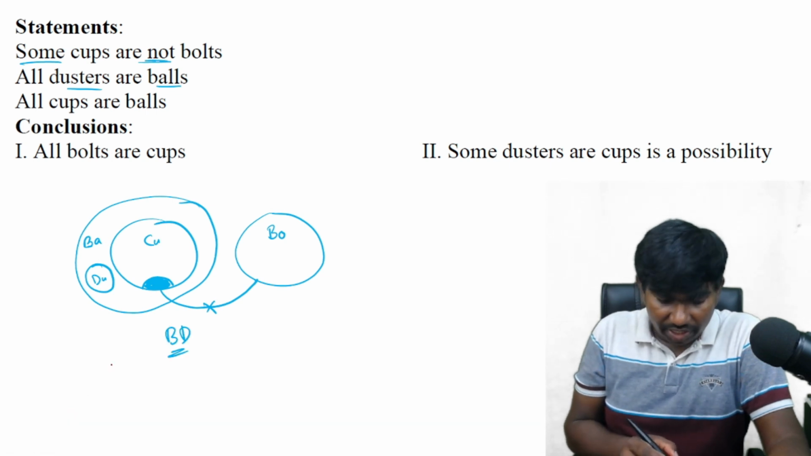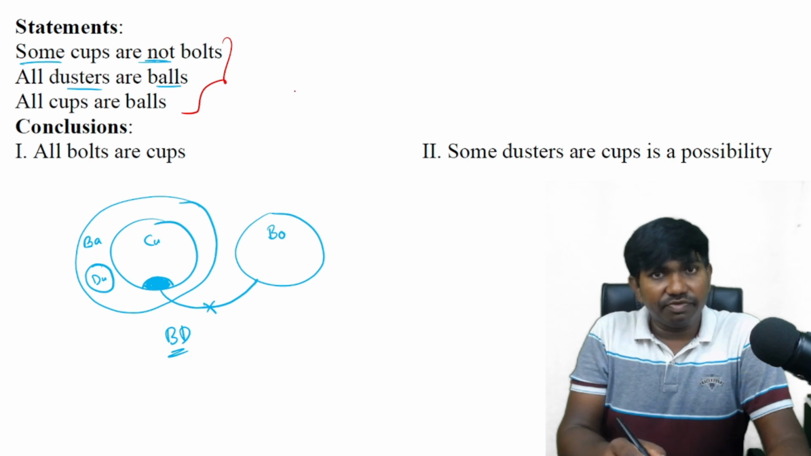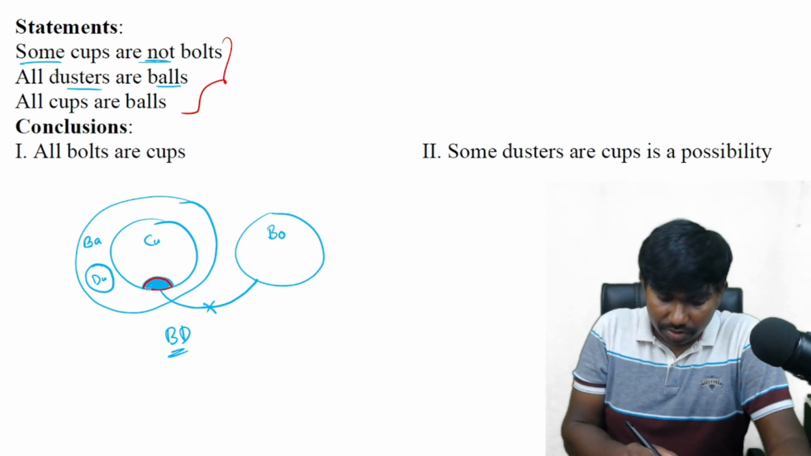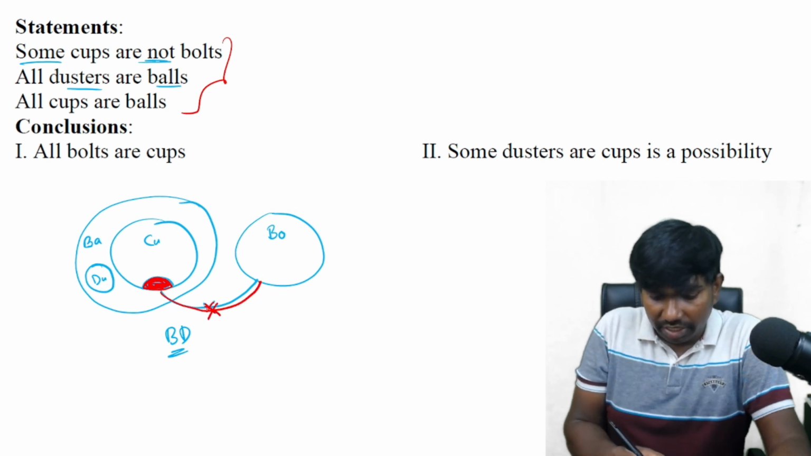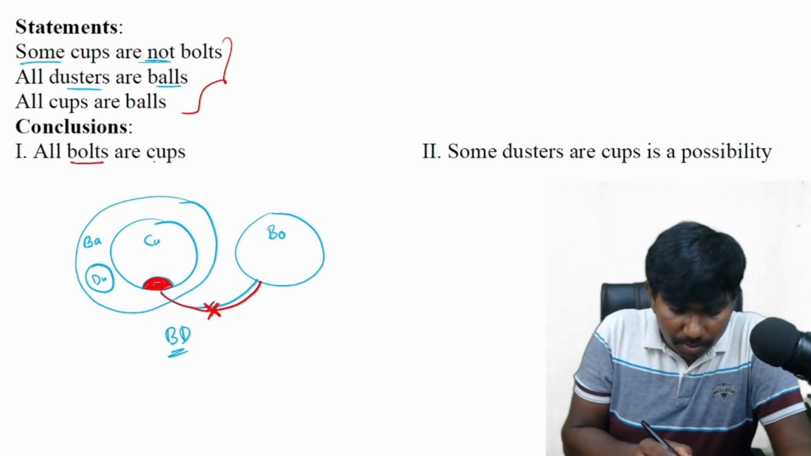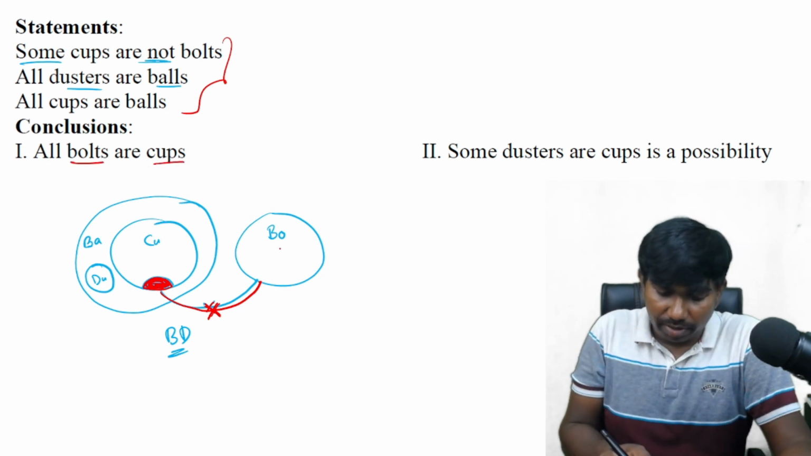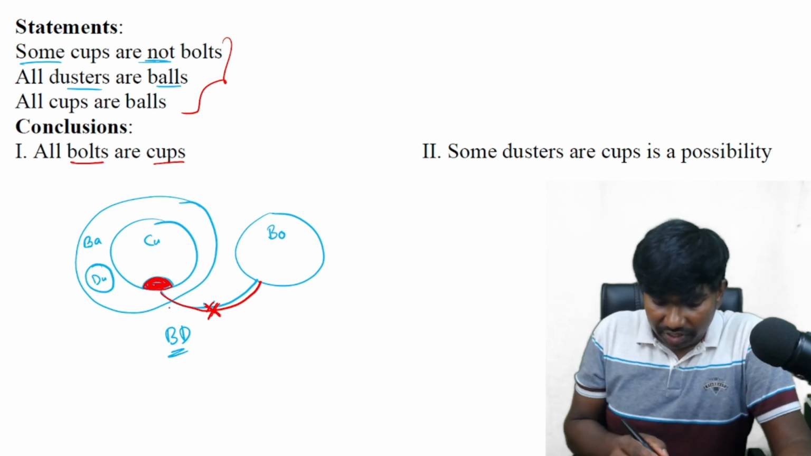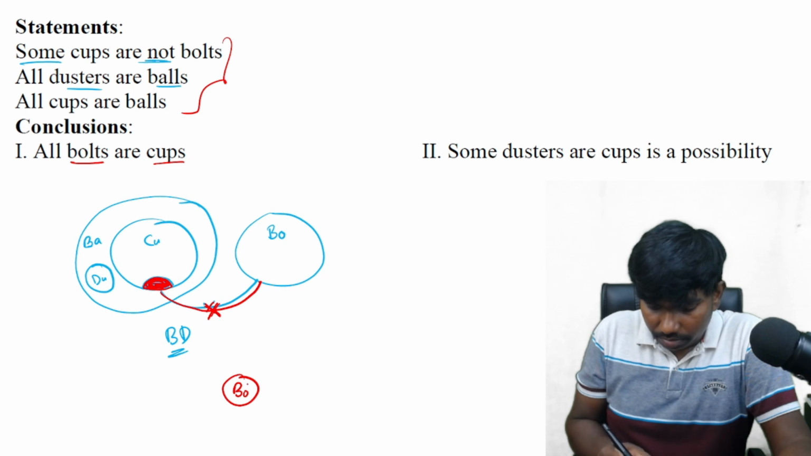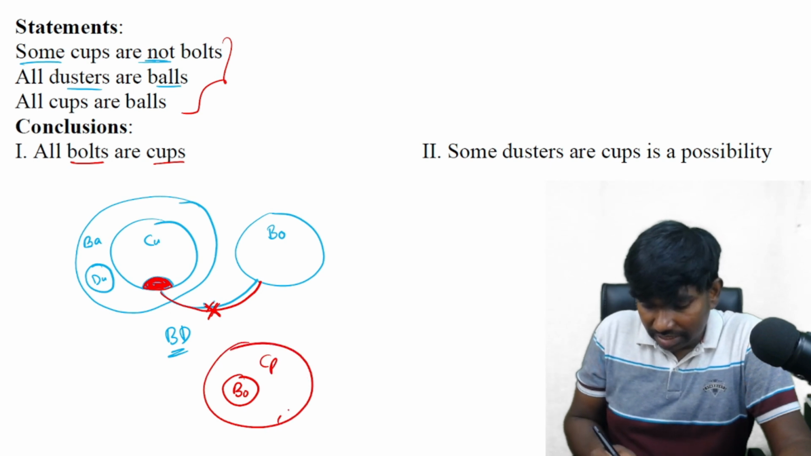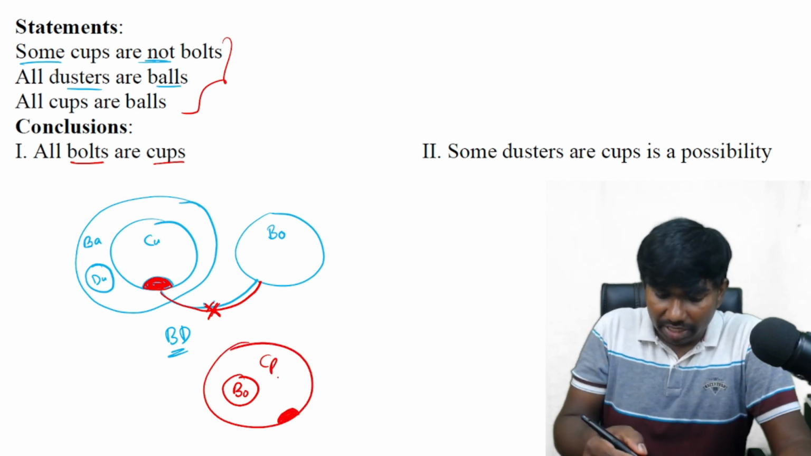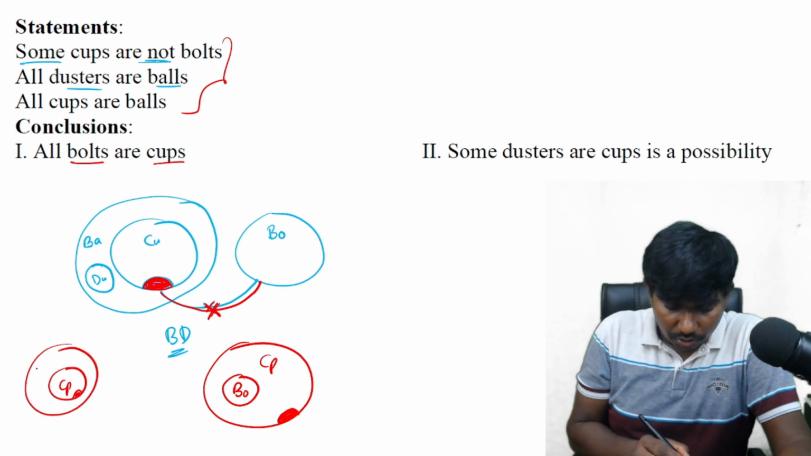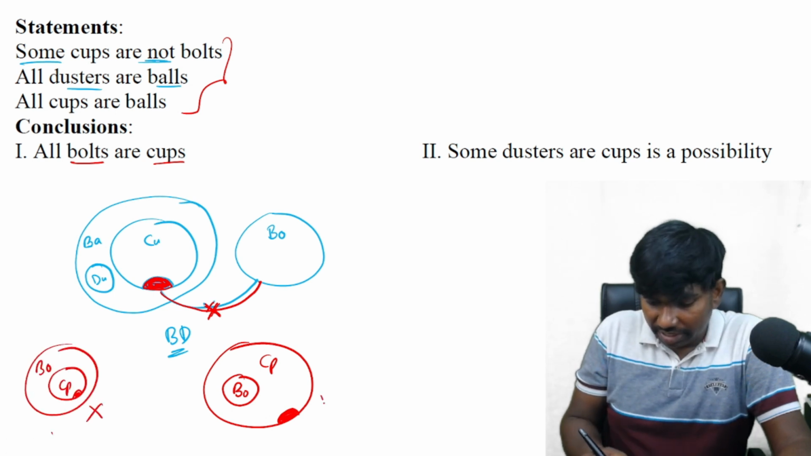Tell me first of all, when will the statements be disturbed? Statements will be disturbed only when you try to bring this region inside BO. Otherwise, everything is a possibility. Tell me, all bowls are cups is a possibility? Yes, we can keep the complete bowl inside cup because there exists this part. But we cannot keep the complete cup inside bowl. This is not a possibility, but this is a possibility.